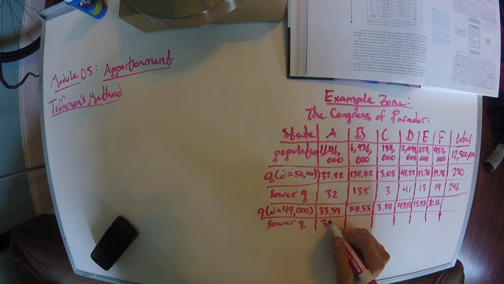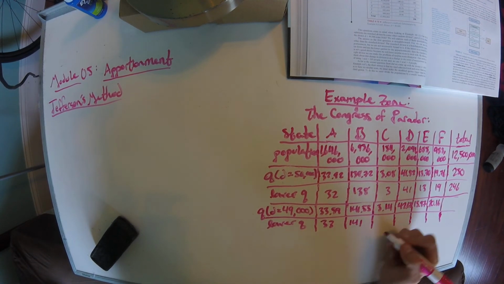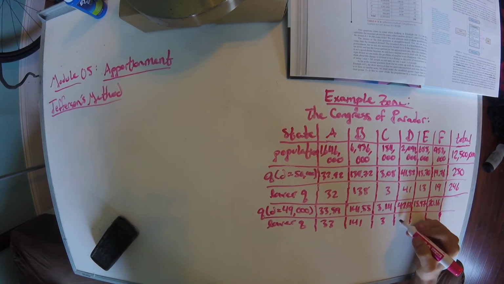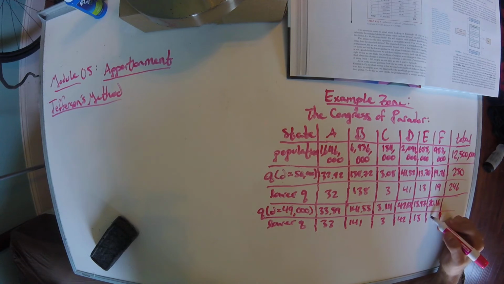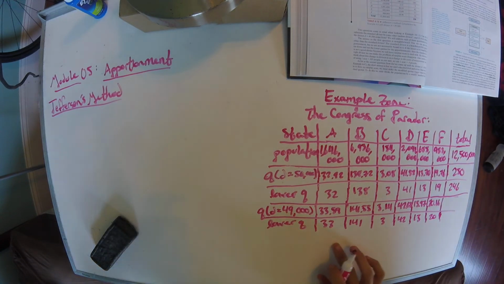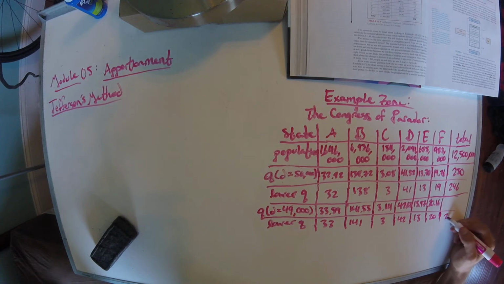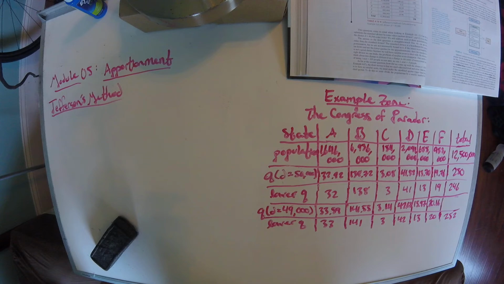So we get 33, 141, 3, 42, 13, 20, and now we're going to sum those up and we get 252. Okay, so when we try to give out seats in this way, we're going to give away too many seats, and somebody is going to get seats that don't exist. So the next move is to make our D higher and see what happens then.